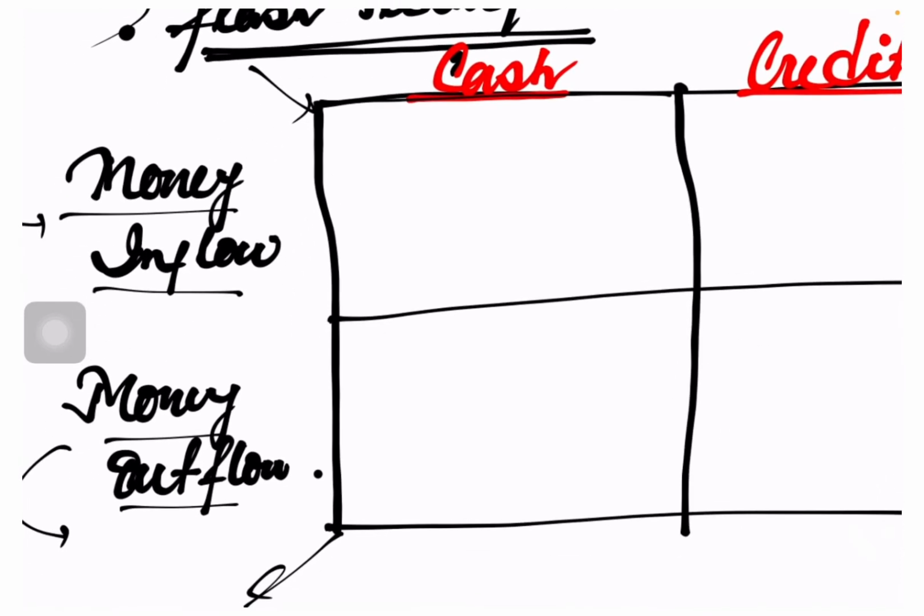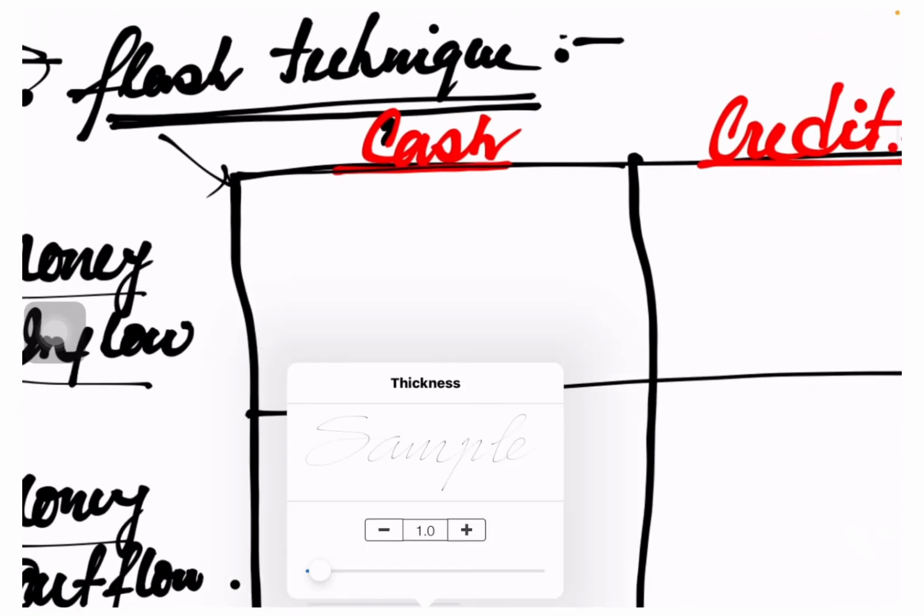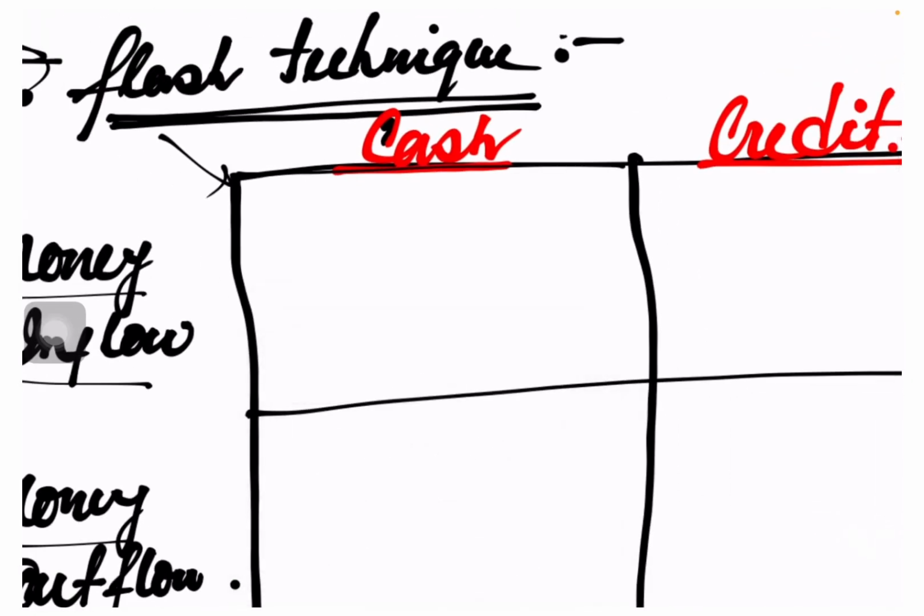So what will be the pattern of the journal? Very simple pattern. Let me show you. First, in the debit side, either the purpose account debit.